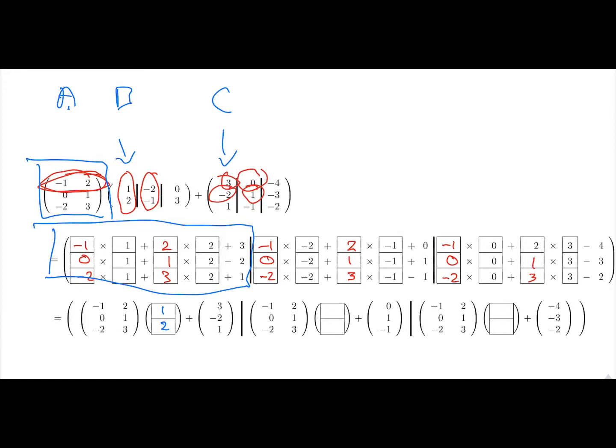And then this computation right here, if you carefully look at it, that's just matrix A times the second column of B added to the second column of C. So this is A. You multiply that times the second column of B, and you add that to the second column of C. And the same thing for the last column of entries. It is matrix A times the third column of B added to the third column of C.